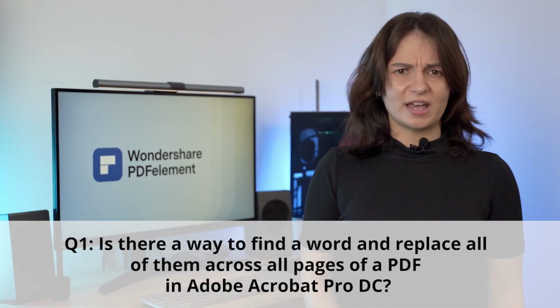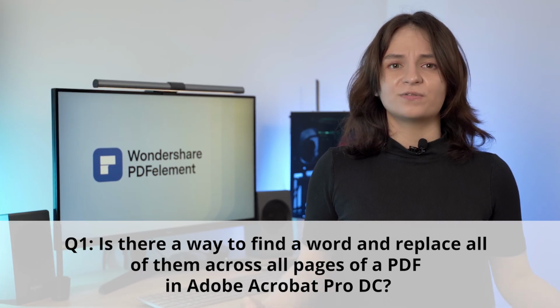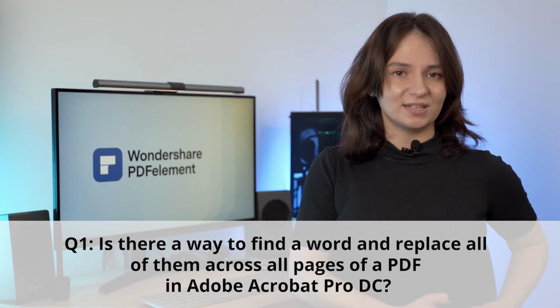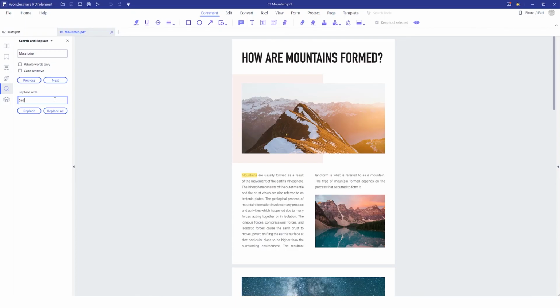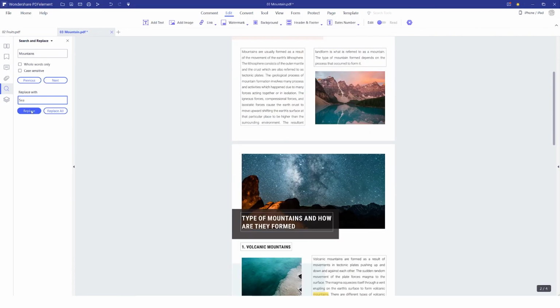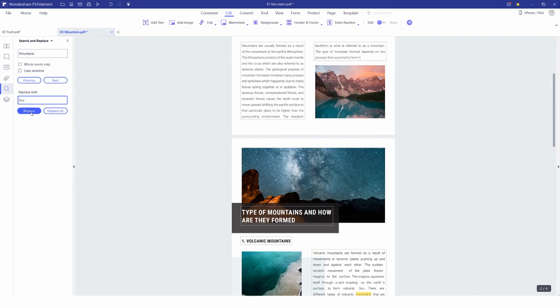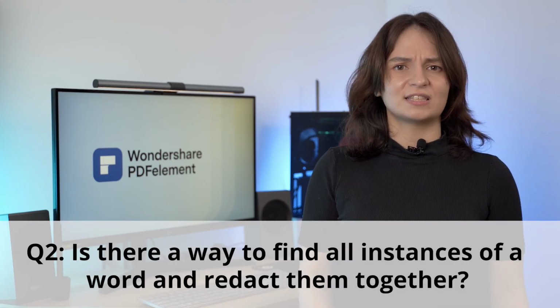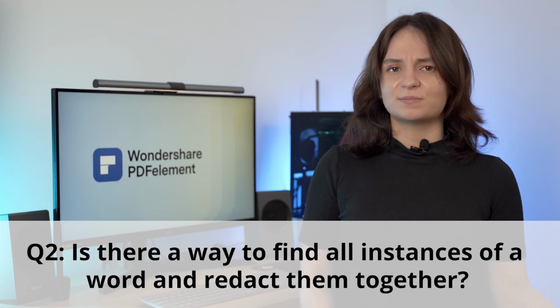Question: is there a way to find a word and replace all of them across all pages of a PDF in Adobe Acrobat Pro DC? And the answer is, unfortunately, Acrobat Pro DC doesn't offer that feature. Luckily, both PDFelement for Windows and Mac can do that. In fact, in PDFelement for Mac, you can choose the instances to replace and leave out others, which is a very unique feature.